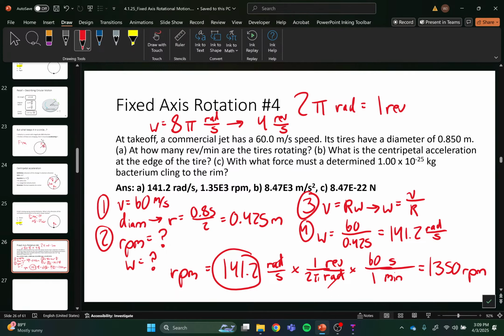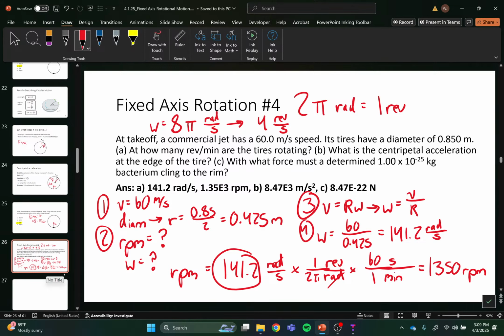The new thing here was just, hey, can you go from linear to rotational? And then can you go from radians to revolutions? So kind of 2 skills, but neither skill is anything crazy. We're not doing any crazy math. It's just multiplying and dividing things.